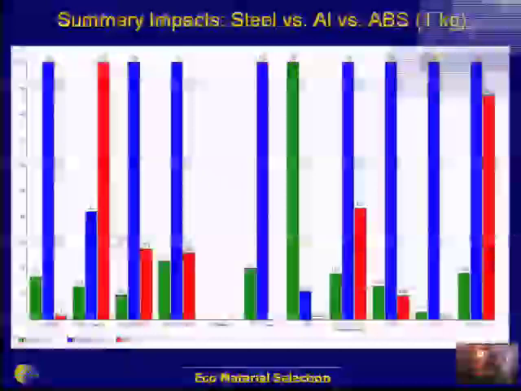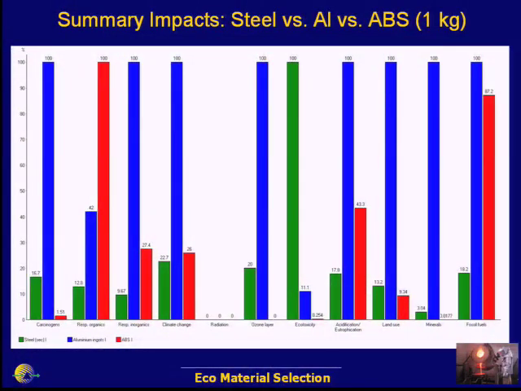Okay, so we can summarize our impacts. And these are relative impacts. These are the human health categories. So here's carcinogens, respiratory organics, respiratory inorganics. This is relative impact on a millipoint scale, Eco-indicator 99. Blue is aluminum, green is steel, and red is plastic, ABS. So this is kilogram, kilogram, and kilogram.